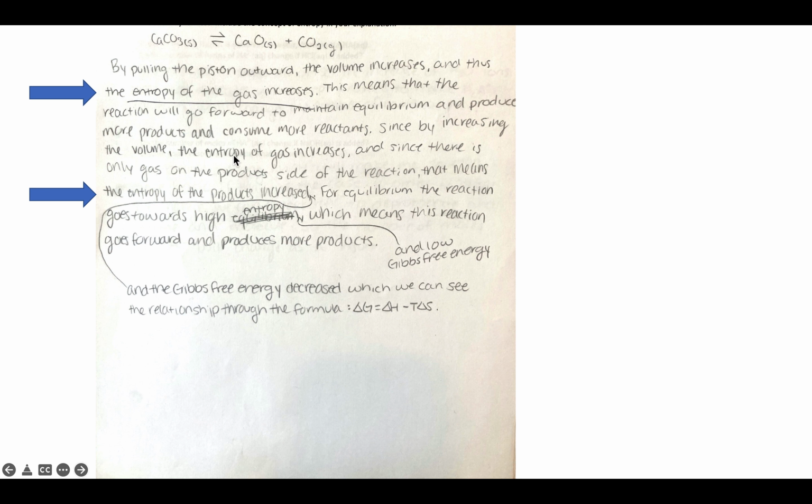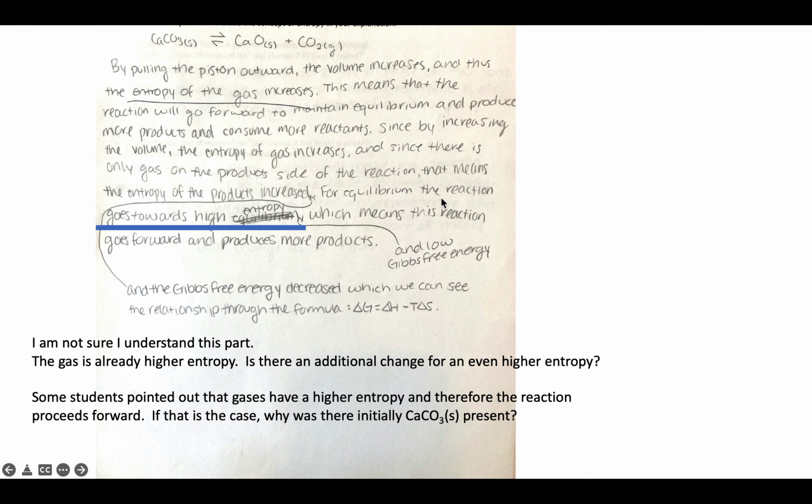So I really like the discussion here of thinking about it specifically in terms of a comparison of the products and the reactants. Important detail within this. Now, it goes on to say that the reaction goes towards high entropy. And within this language, I know there's more details provided, but I wasn't really sure I understand this kind of statement. If we've had it where the gas is now at a higher entropy as the volume's expanded, is this saying that there's an additional change that goes from a high to a higher entropy? Wasn't really clear from the language within this part what the student meant.